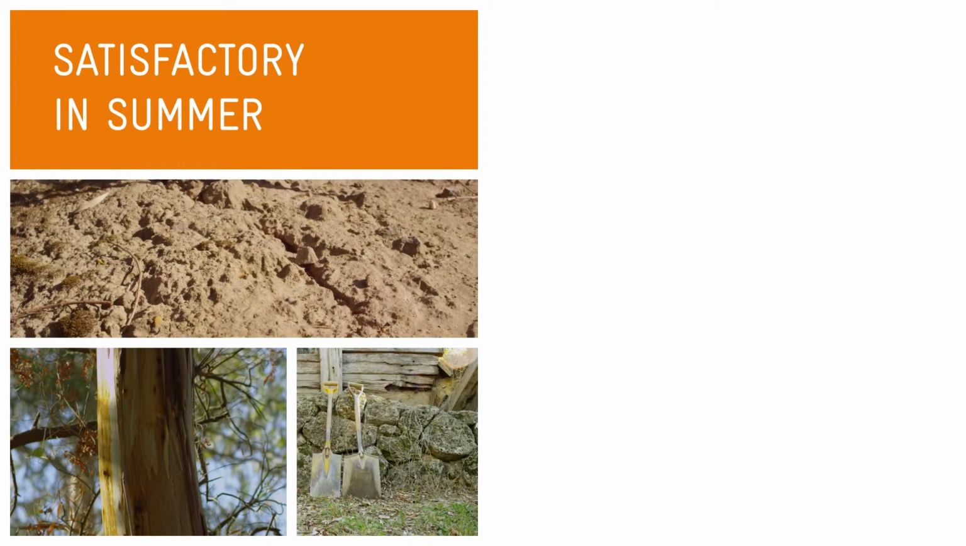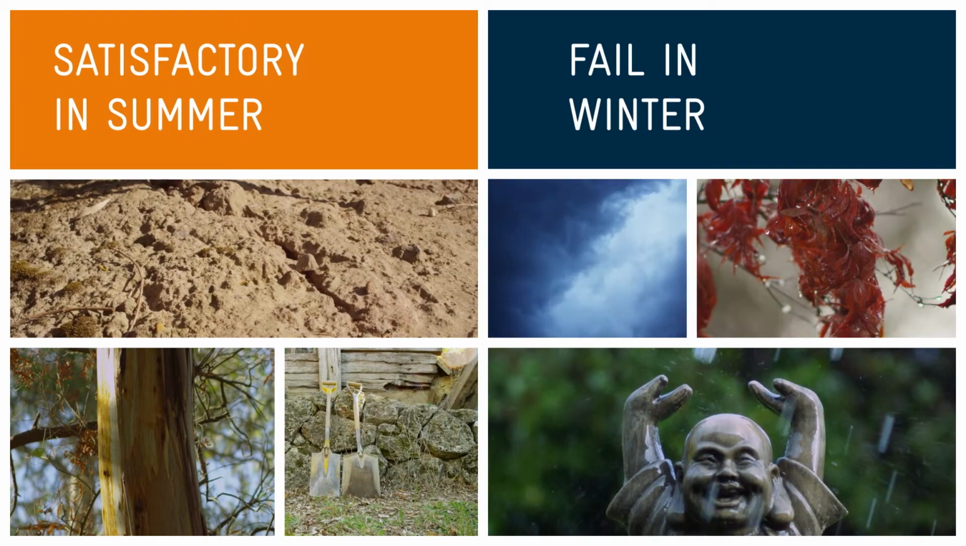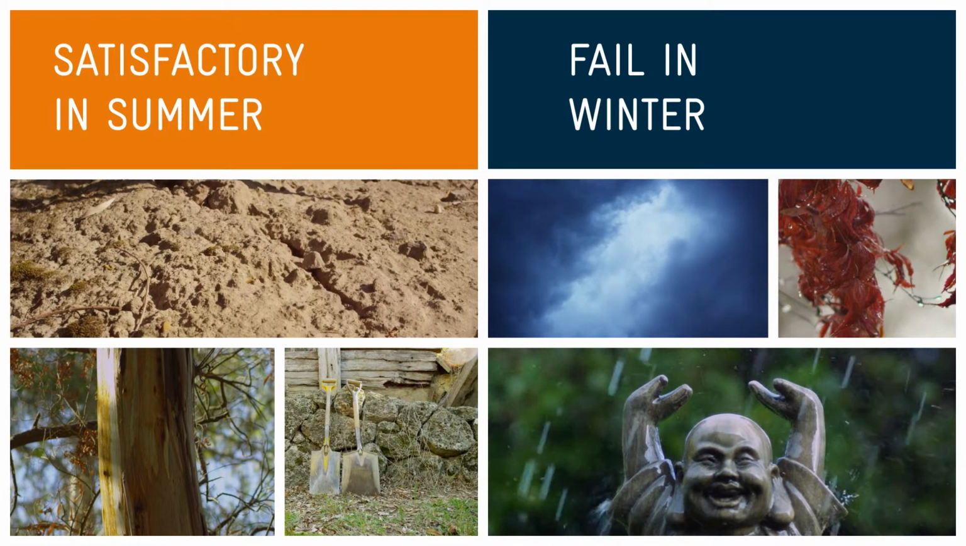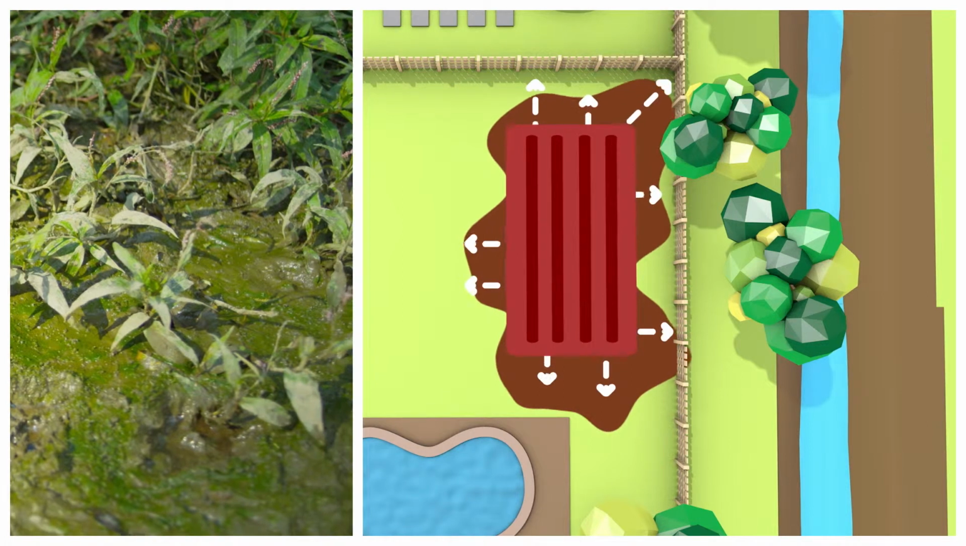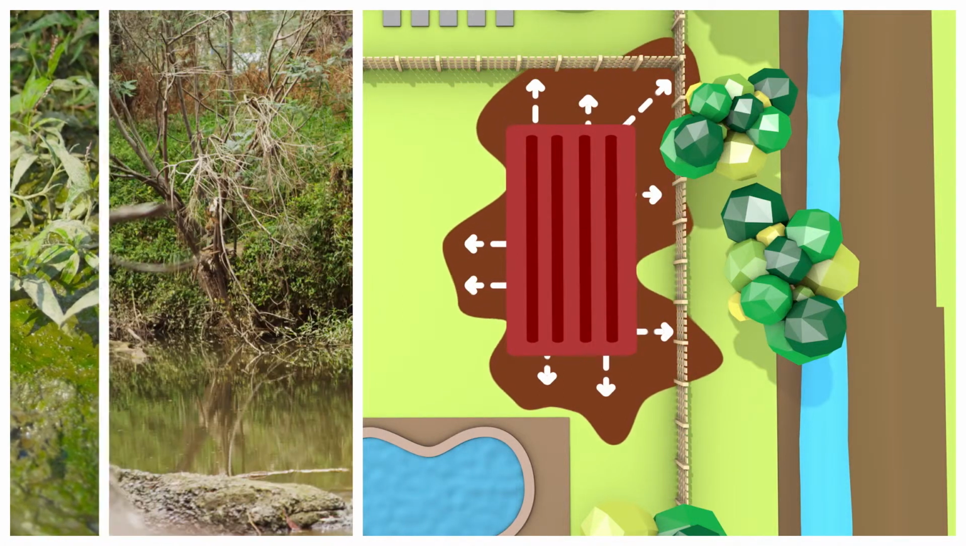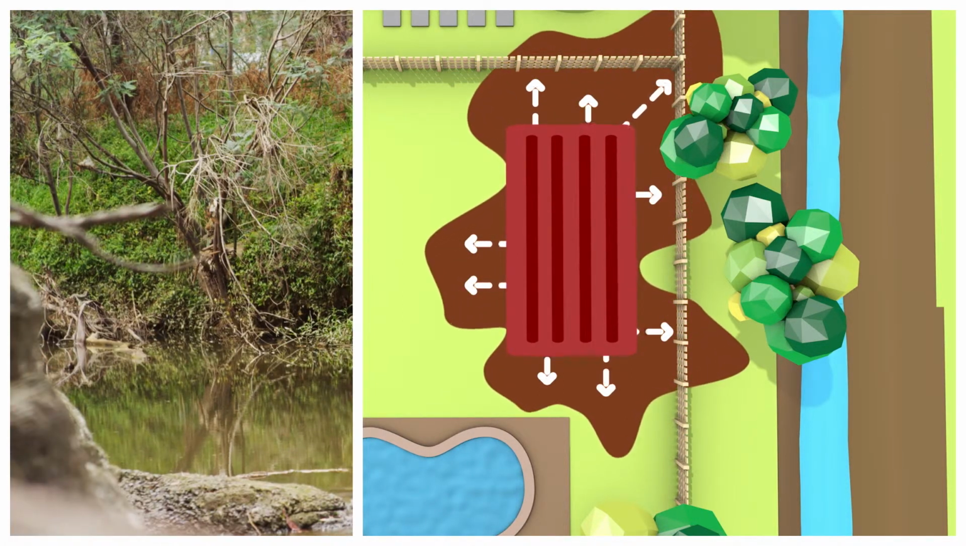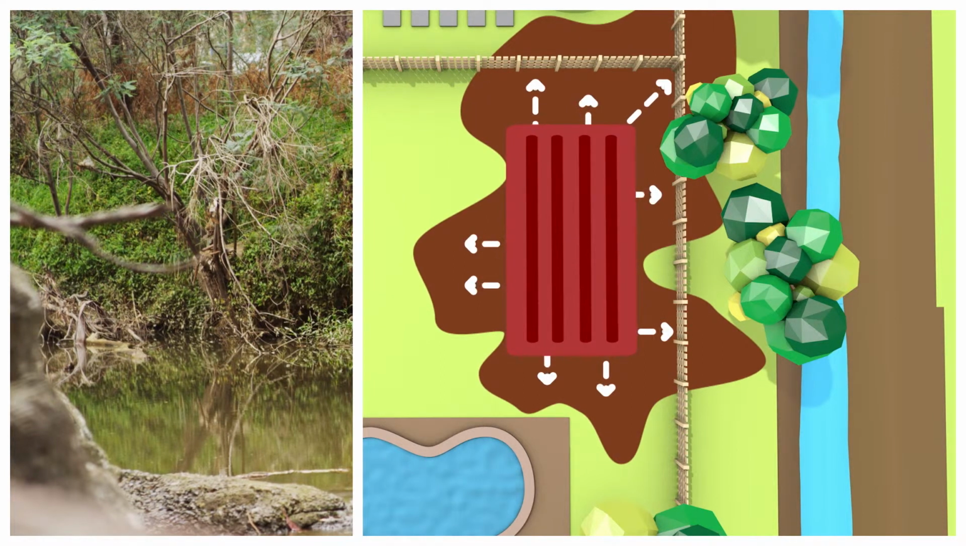Often systems operate satisfactorily in summer, but fail in winter when the soil becomes saturated from rainfall and evaporation rates are low. Any wastewater that cannot be contained within the dispersal field may form damp wastewater patches on your property or run off into local waterways or neighbouring properties, resulting in pollution and public health risks.